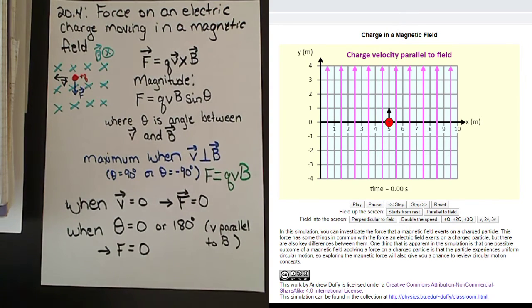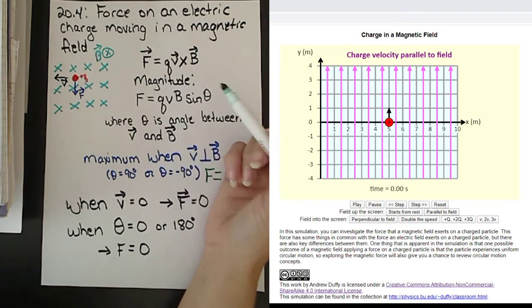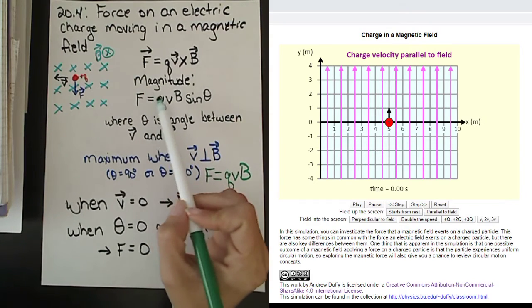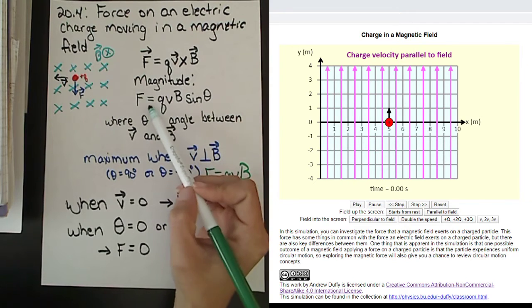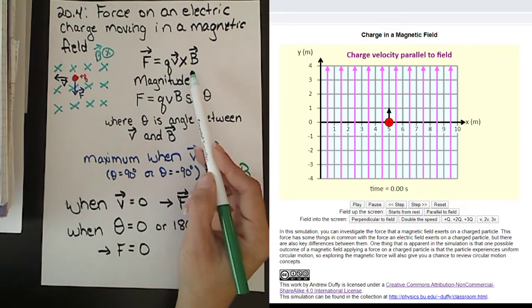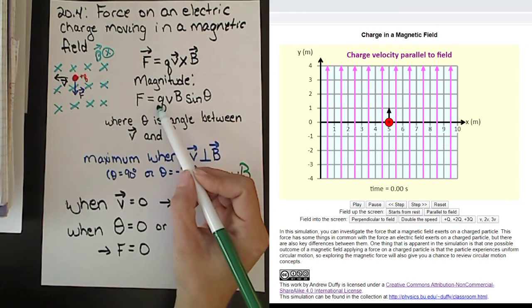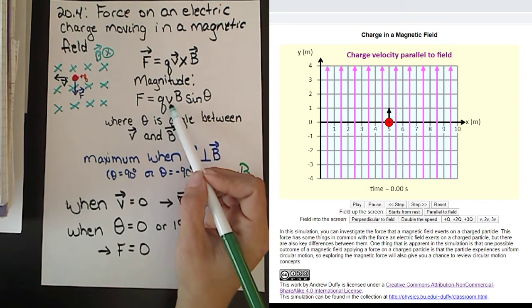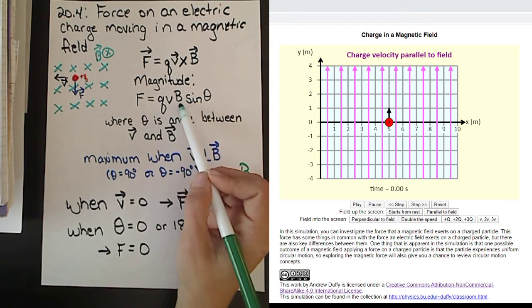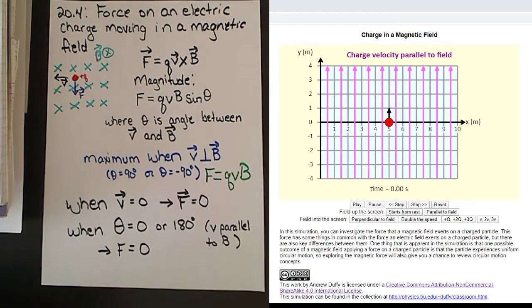And remember, the resulting force vector is perpendicular to both the velocity and the magnetic field. Now, again, this is an algebra-based class, so your textbook gives you the magnitude of this vector product. So the magnitude is going to be equal to the charge times the speed of the particle times the strength of the magnetic field times sine of theta, where theta is the angle between our velocity vector and our magnetic field.